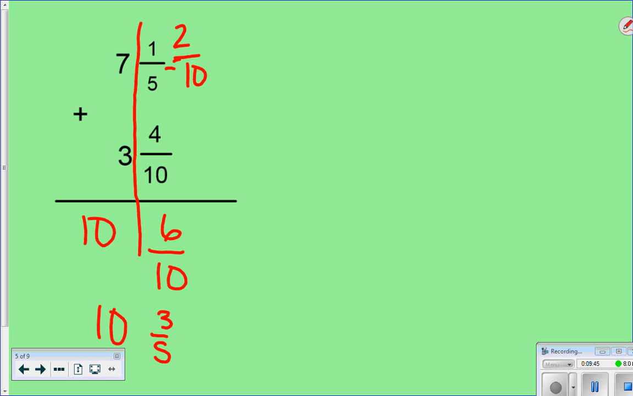I know, I agree. Sometimes improper fractions are huge, and I have to figure out what that top numerator is. The only problem is you got to remember, though, that sometimes this will be over 1, right? Like, if I add this together, this might be over 1. So you have to take that whole and add it to this side.